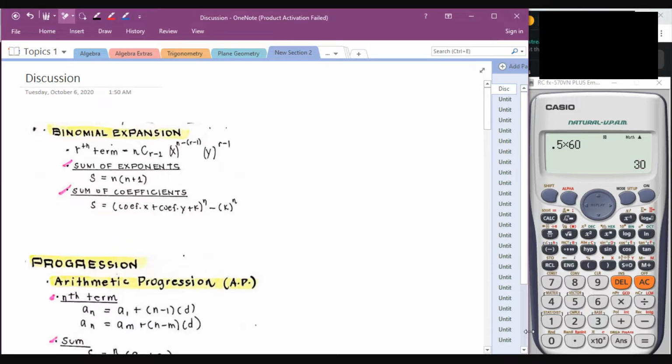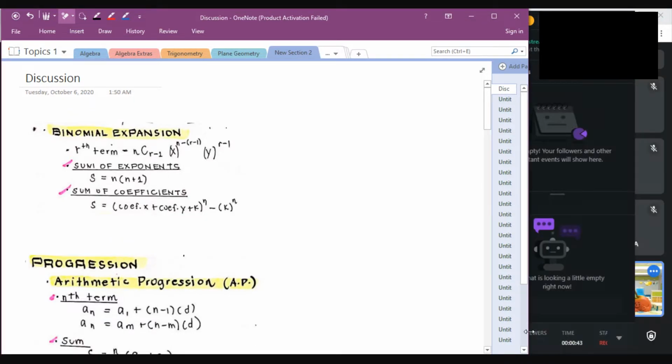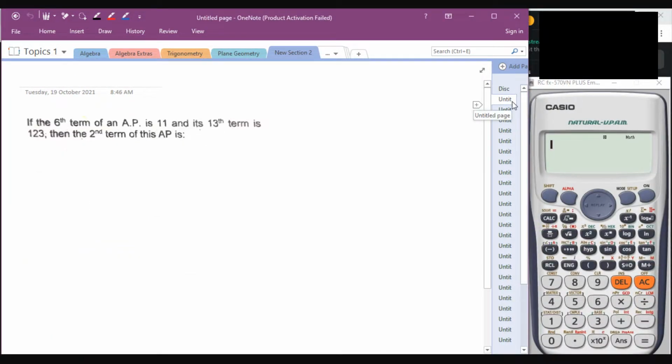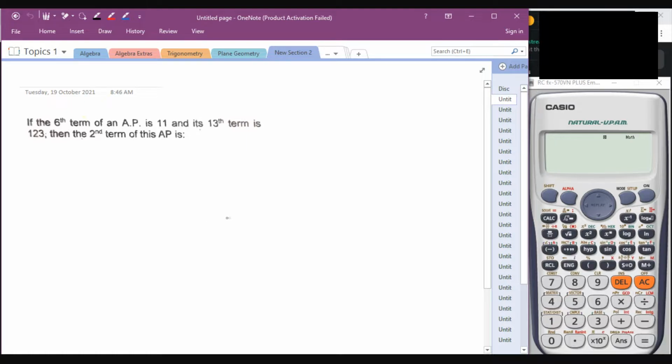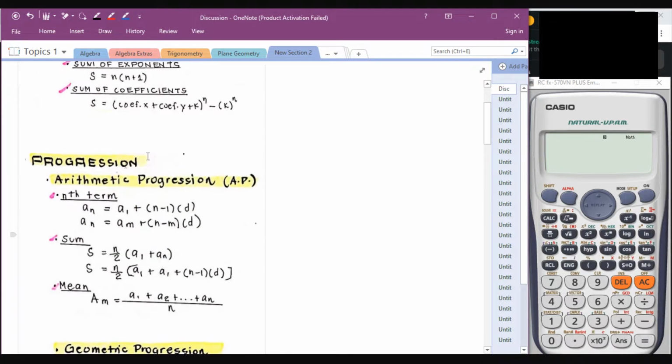So, let us go with the discussion of number 1. Okay, problem number 1. Let me just have my notes because you need to have a basis. So, is this an arithmetic progression or a geometric progression? Actually, this is a progression problem, an arithmetic progression problem. So, let us go with here. Okay. Arithmetic progression.